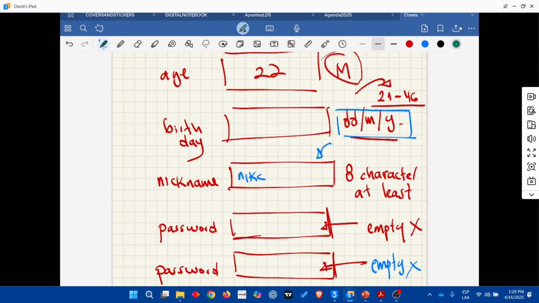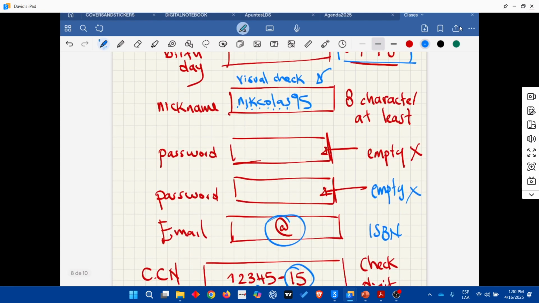Let's suppose here Nicholas, 1, 2, 3, 4, 5, 6, 7, 8, and 9, 10. Okay, that is going to be my username, Nicholas95. So I'm going to be sure that I wrote the things that I'm supposed to write. That is visual check. Visual check. That is what I told you, that this is your part, that you are going to verify if the information that you are writing is the correct one.